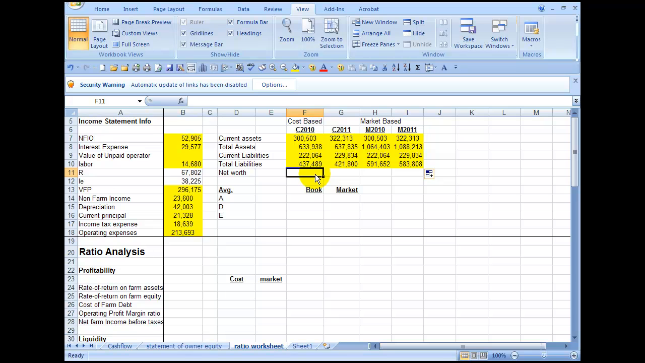We don't need to pull information for our net worth or owner's equity from the balance sheet because we can calculate it. Our total assets minus total liabilities.